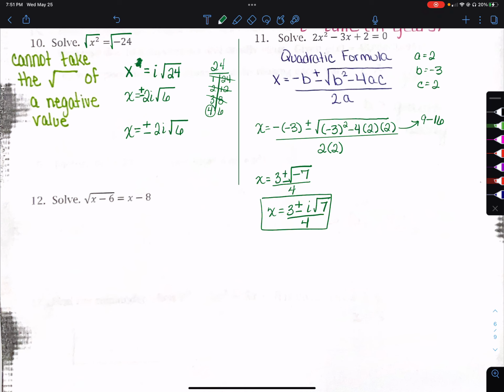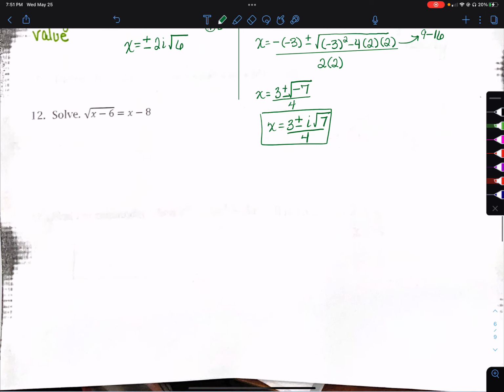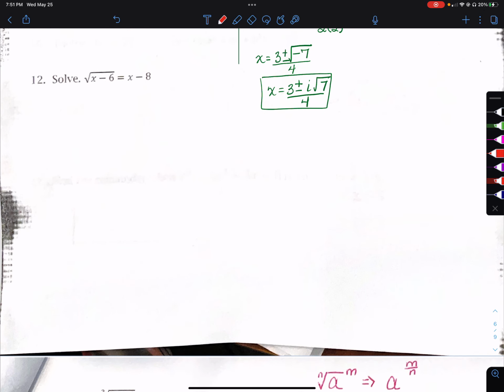All right, on this next one, we are going to solve this square root problem. So how do we get rid of a square root? In order to get rid of a square root, we square both sides of the equation. So I'm going to go ahead and square this side, and I'm going to square this side. So on this side, we are left with x minus 6, and over here, we have x minus 8 times x minus 8. So we've got x minus 6 is equal to x squared, negative 8x, negative 8x plus 64. Combine these two.